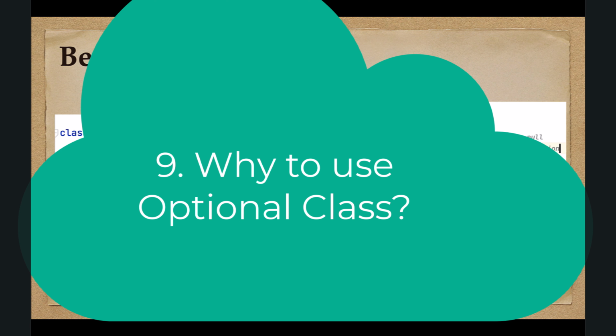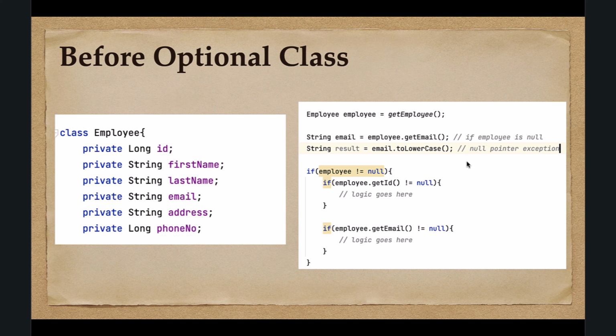Why the Optional class? Before the Optional class we were writing a lot of null checks, right? For example, consider we have an employee class. It contains all these fields, right? And in this code snippet we have a get employee method. Consider this get employee method is retrieving the employee object from the database, and consider we have an email which is null in the database.